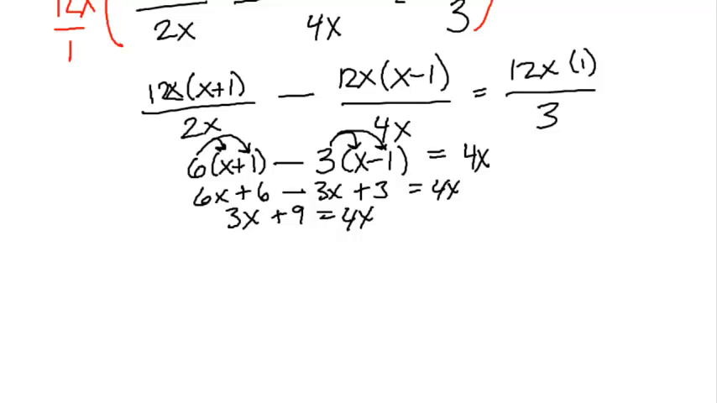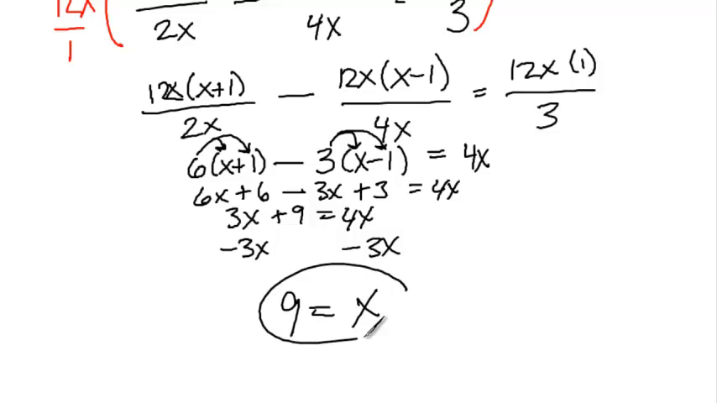Now, to solve this, I would subtract 3x from both sides. So 9 equals x. And we're done. One thing you do want to make sure is that your solution doesn't make any of the denominators from the beginning 0, because if it does, then it's no solution. So 9 does not make any of these denominators 0. In fact, it would be 0 that would make those denominators 0. So 9 is our solution.